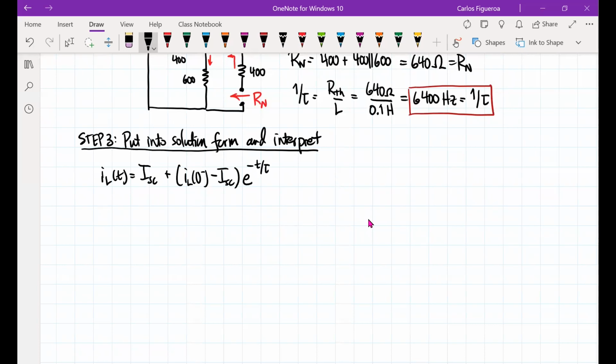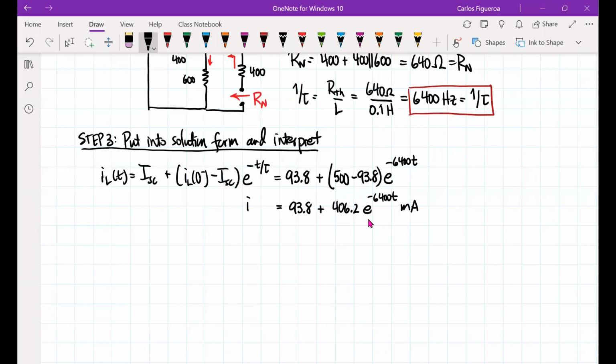So if I put in my values, I'm going to get 93.8 plus 500 minus 93.8 times e to the minus 6400 t. So in the end, you could see that this value reads 93.8 plus 406.2 e to the minus 6400 t milliamps. And this here is my inductor current.